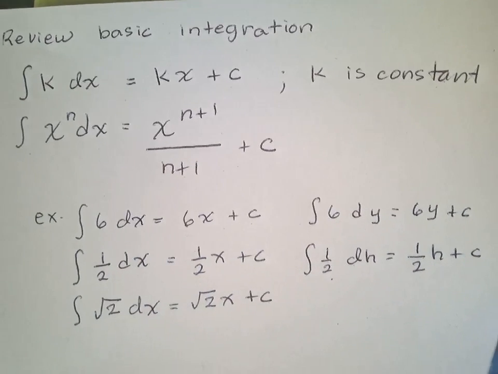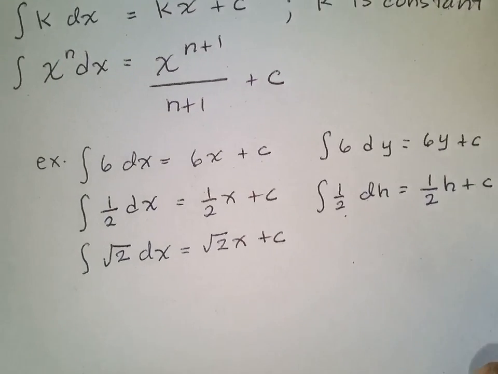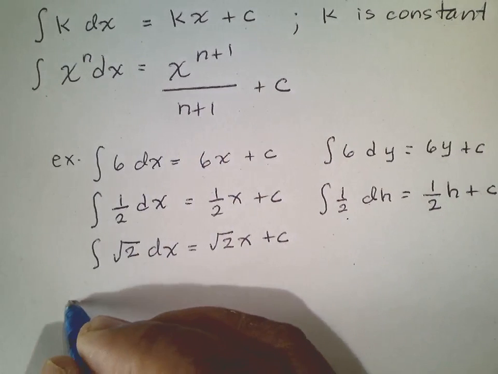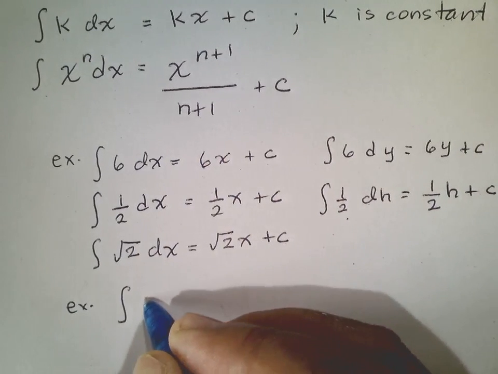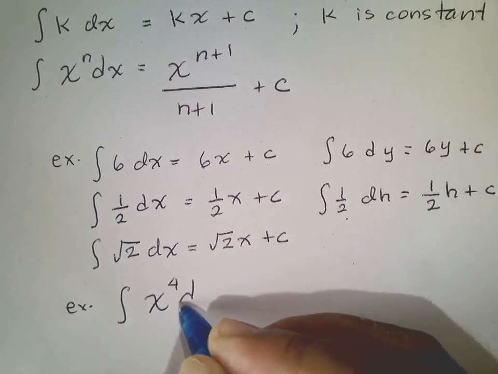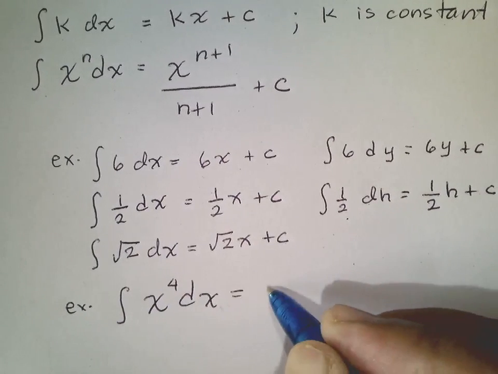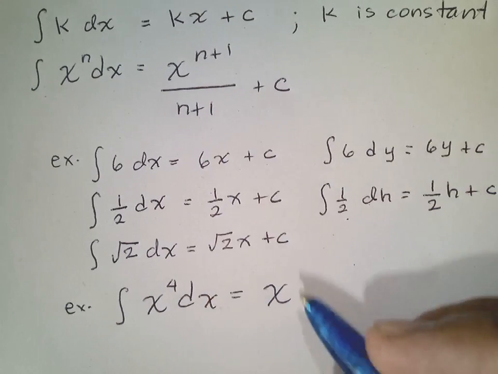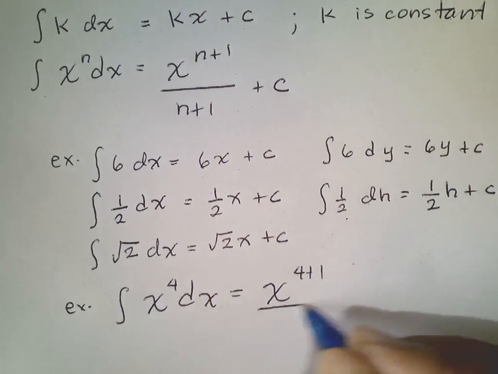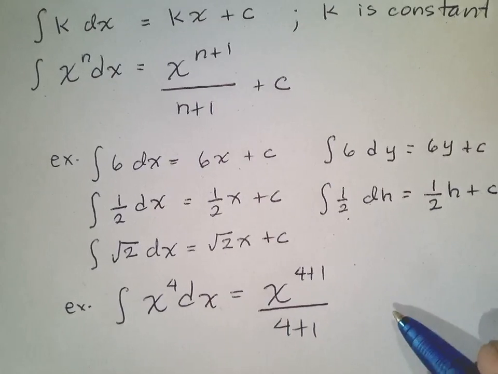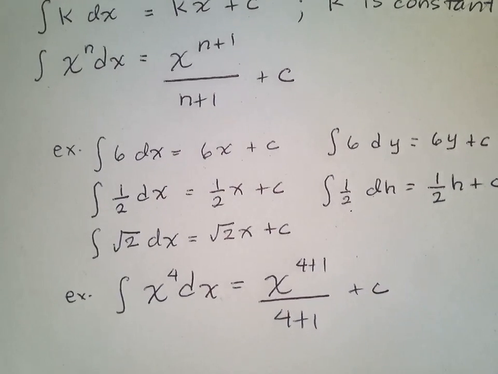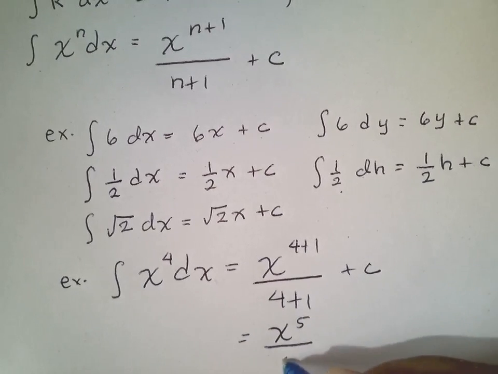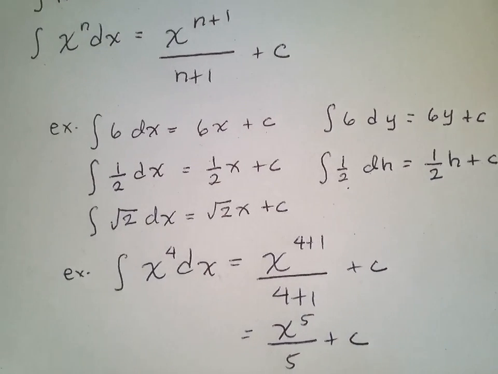For the next example, the integral of x to the n is x to the n plus 1 over n plus 1. So, for example, the integral of x raised to the 4 with respect to x is equal to x to the, here it says add 1 to the power, which is 4 plus 1, over 4 plus 1. Then just simply add plus c. Simplifying this, you will have x to the 5th over 5 plus c.